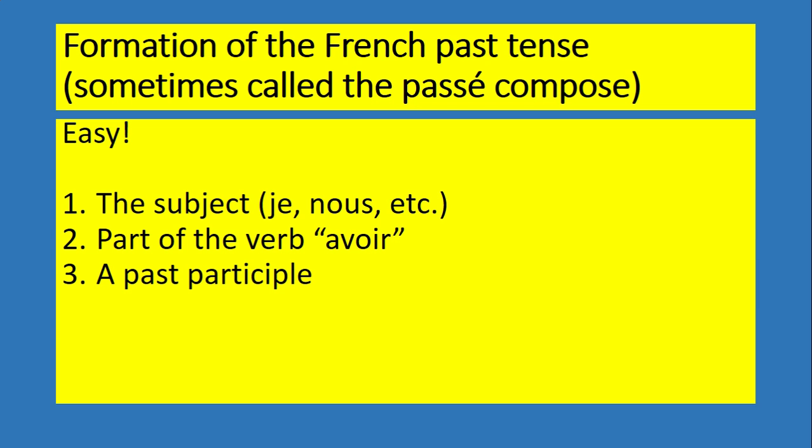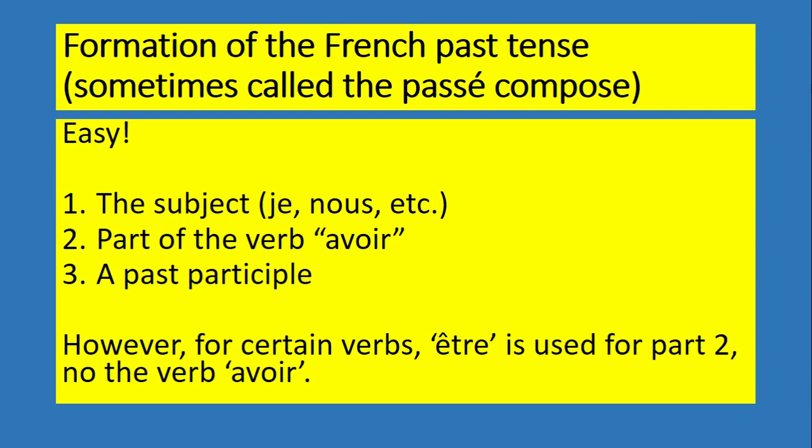And finally, a past participle. Remembering that a past participle, if we're talking about ER verbs, the participle ends with é accent. If we're talking about RE verbs, the past participle ends in U. And if we're talking about IR verbs, then the past participle ends in the letter I.